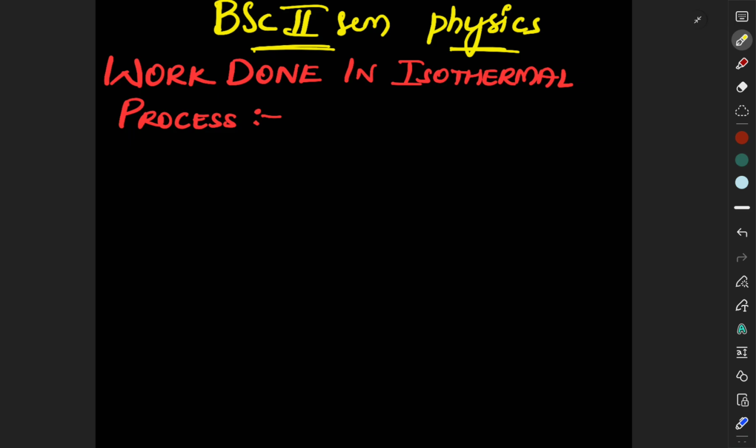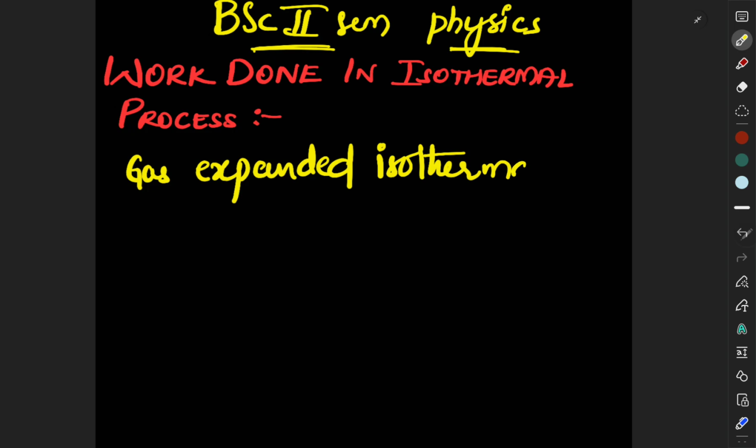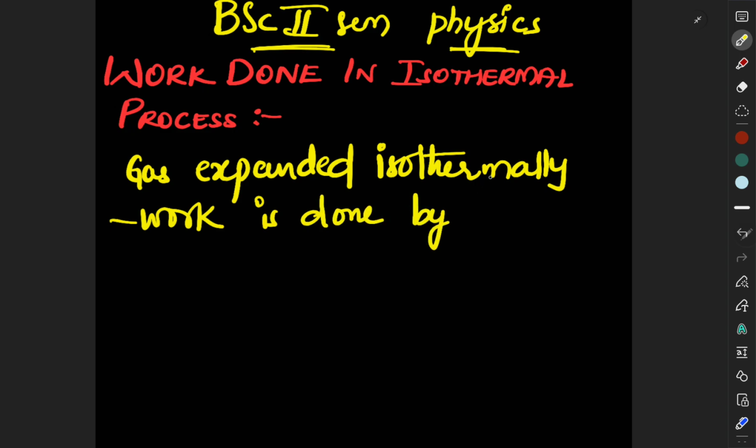So let us consider 1 gram mole of some ideal gas that is expanded isothermally. When we say gas is expanded isothermally, we mean work is done by the gas, because we have seen that in the PV diagram in the last video. Work is done by the gas here. So we can also see that in the PV diagram or the indicator diagram.